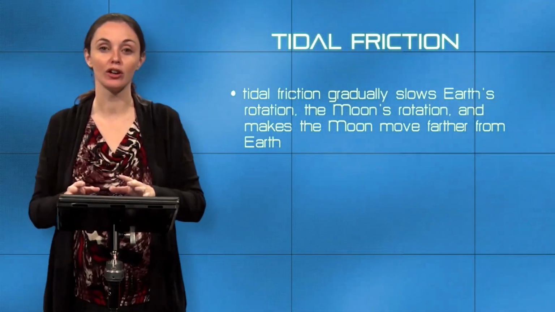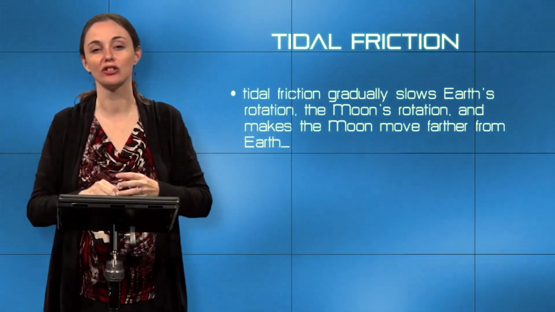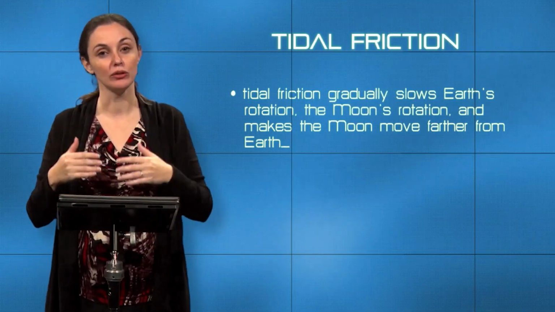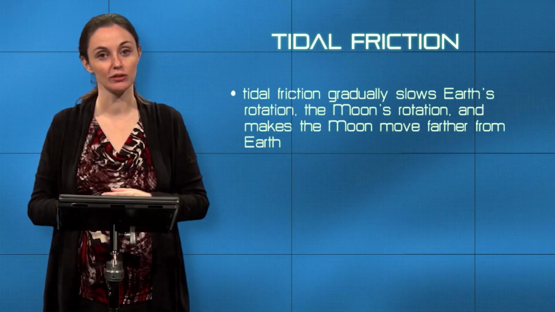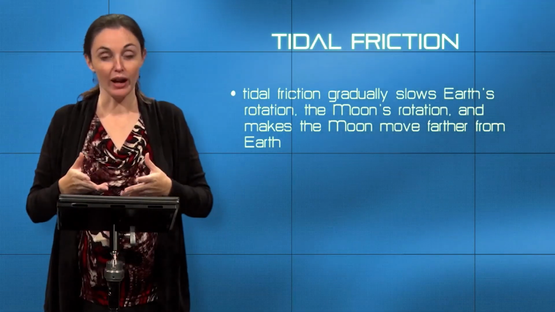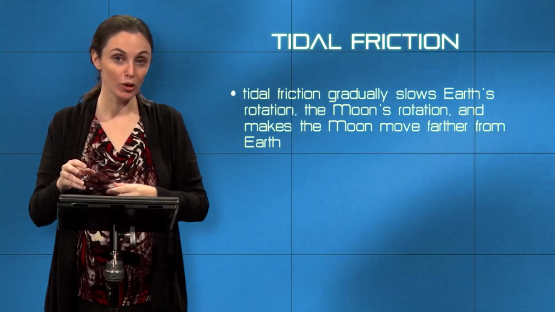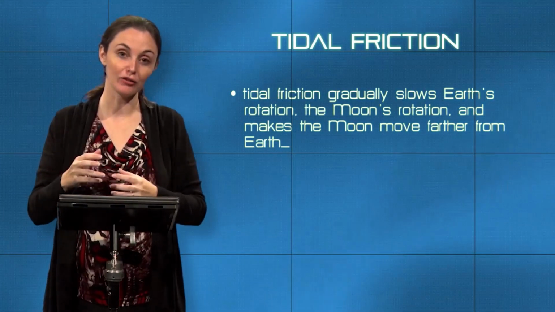So if the moon weren't there at all, we might have 15 or 16-hour days, much, much quicker overall days than we do now, where we have 24-hour days. So we would have much quicker days. The rotation of the moon would be quite different if it weren't for this tidal force.